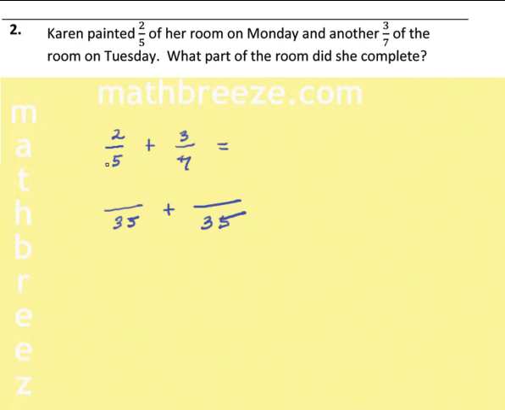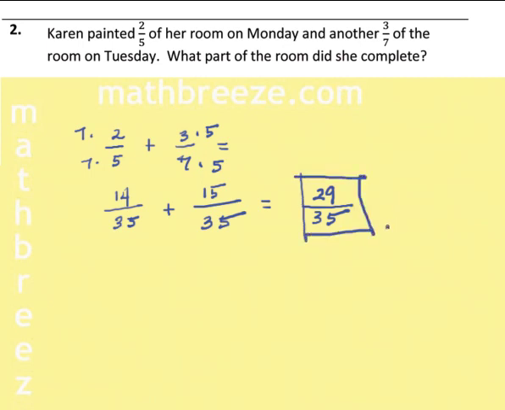Okay, so let's get equivalent fractions. 5 goes into 35 7 times, so we have to multiply 7 times 5 to get 35. So multiply the numerator by 7 as well. We have 14. We have to multiply this denominator by 5 to get 35, so multiply the numerator as well. So we have 15. Okay, so we're just adding those numerators, 14 and 15, and we have 29. So that is the part of the room that was completed. 29/35 completed.